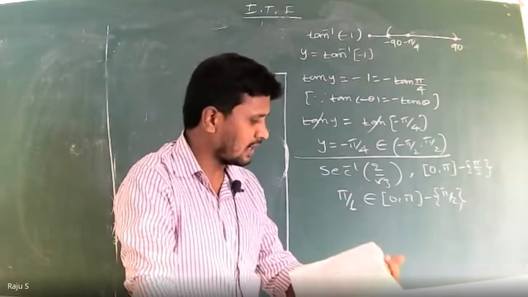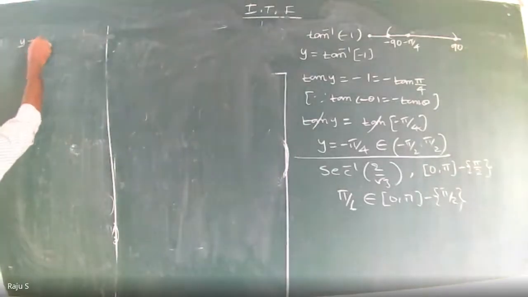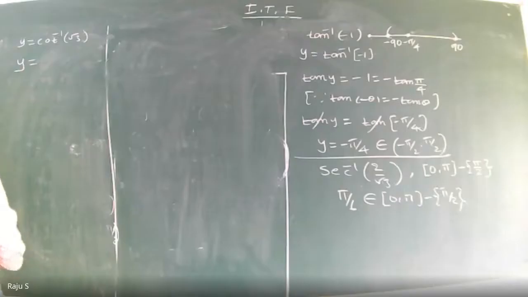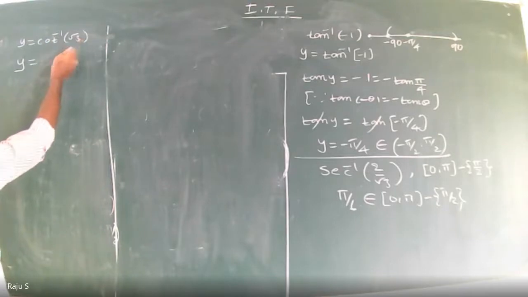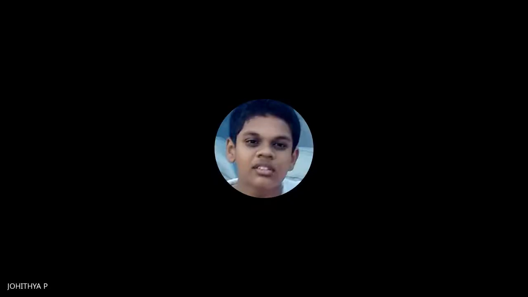Next question, question number 8, cot inverse root 3. Y is equal to cot inverse root 3. Pi by 6, sir. So root 3, cot of what value will be root 3? Is it pi by 6, sir? Yes, sir. Exactly, pi by 6.